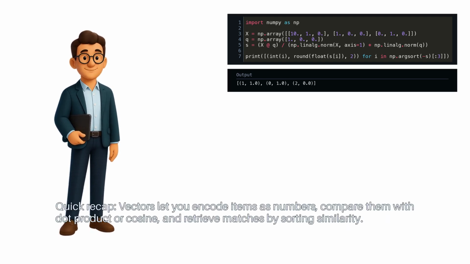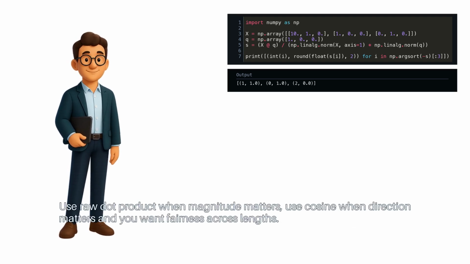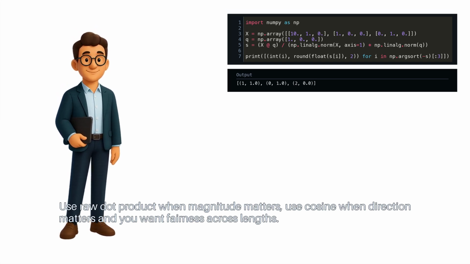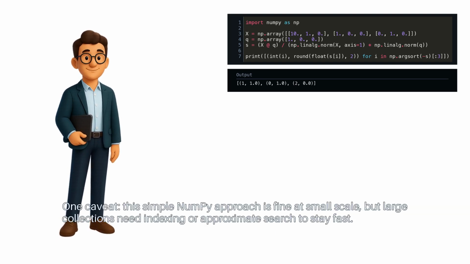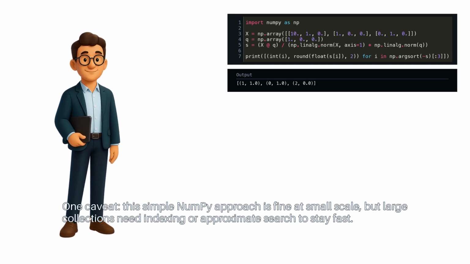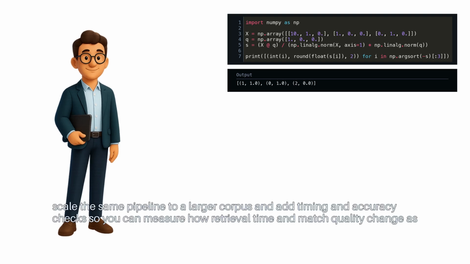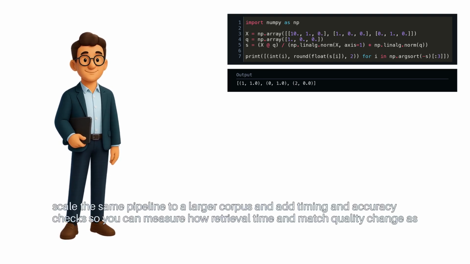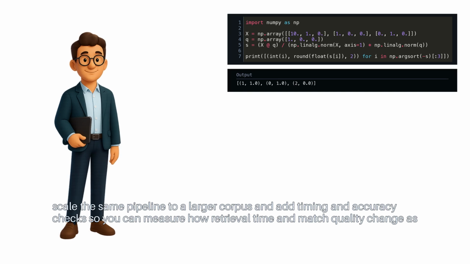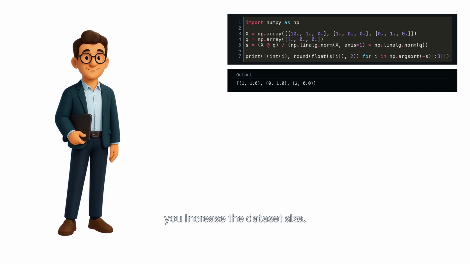Quick recap. Vectors let you encode items as numbers, compare them with dot product or cosine, and retrieve matches by sorting similarity. Use raw dot product when magnitude matters. Use cosine when direction matters, and you want fairness across lengths. One caveat. This simple NumPy approach is fine at small scale, but large collections need indexing or approximate search to stay fast. Next step, scale the same pipeline to a larger corpus and add timing and accuracy checks so you can measure how retrieval time and match quality change as you increase the dataset size.